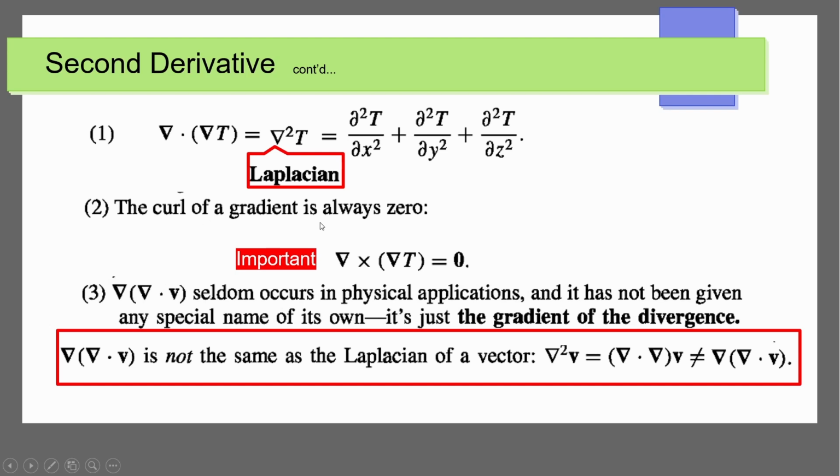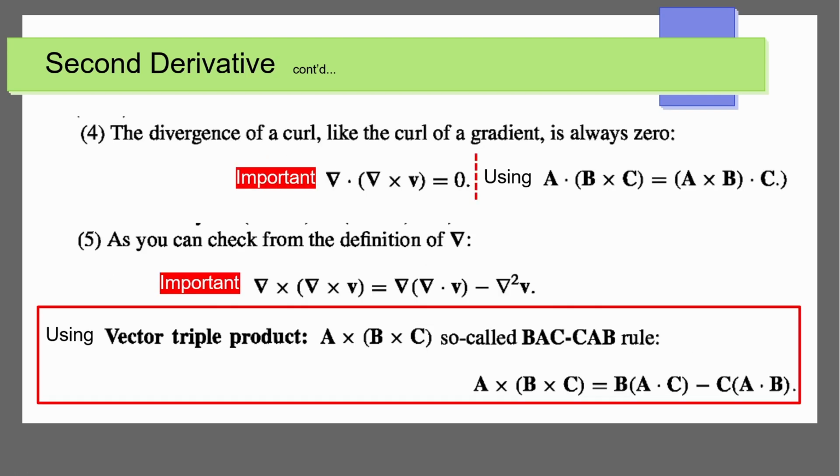So the first important property that we have over here is that the curl of a gradient is always 0. Now the second important property over here, similarly to the curl of a gradient, is that the divergence of a curl is also always 0. As you can see over here, the divergence of the curl of some vector v is 0 using this property over here.